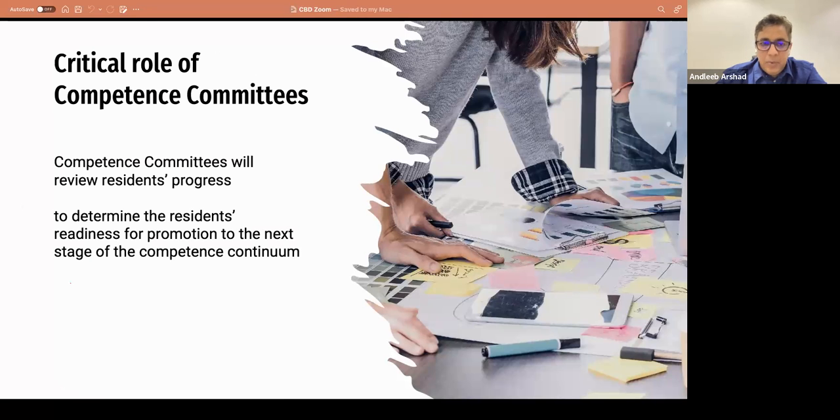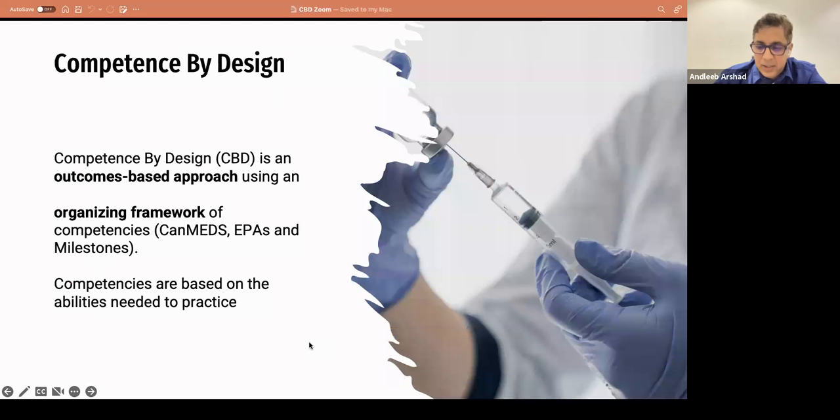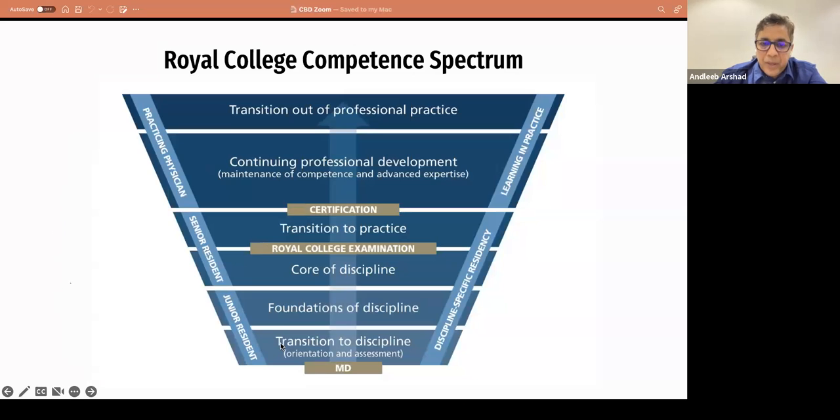continuum, right? Let me show you the competence continuum very quickly again. In the postgraduate programs, the competence continuum for us is something like this. The competence committee would meet at this stage and decide that the resident is going to move from transition to discipline. Can he or she move to the foundations? Or at the end of foundations, they would meet again and decide if the resident can move to the core of discipline or not, based on whether they have covered all the EPAs that were required earlier.